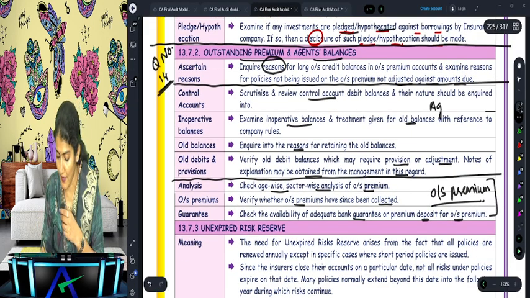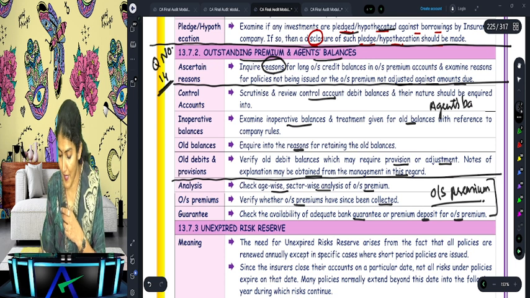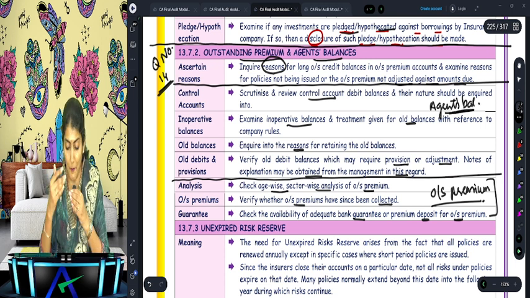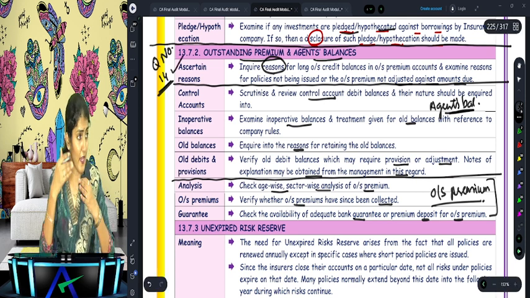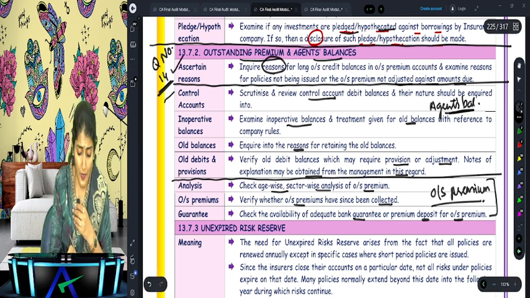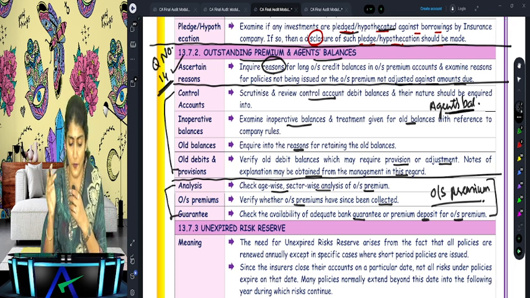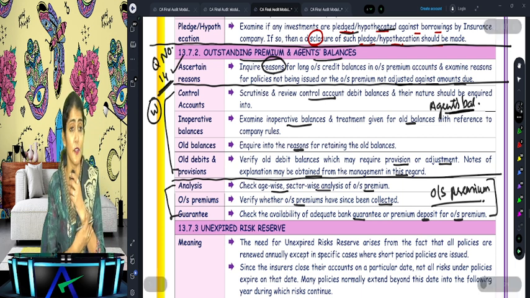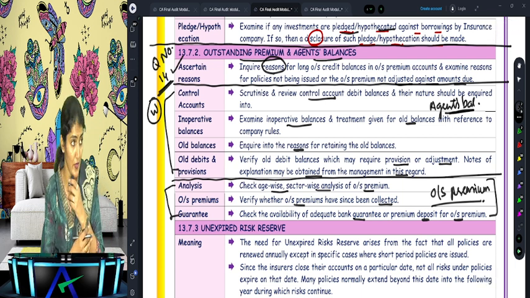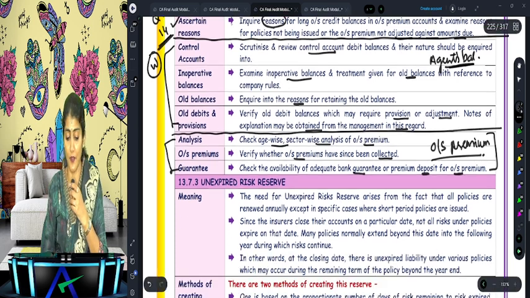Right, so this is what I will write over here, agent's balance. So you need to remember your answer in 3 parts. The first part is what? Ascertain the reasons for the outstanding premium and so on. Then you have the points regarding the agent's balance, and then you have the points regarding the outstanding premium. Right, a question asked 6 times in your exam, so 100% you need to do the writing practice for this one.